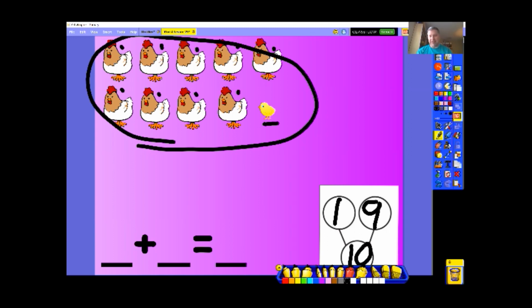Let's write our number sentence. What goes around my plus sign, friends? The plus sign is for parts. My parts are 1 and 9. The equal sign is for the whole. The whole thing is 10. 1 plus 9 equals 10. Does your number bond and number sentence match mine? If so, great job. Let's continue.